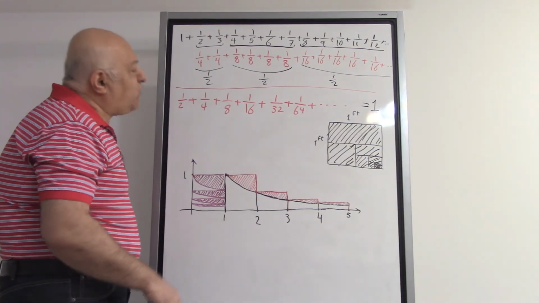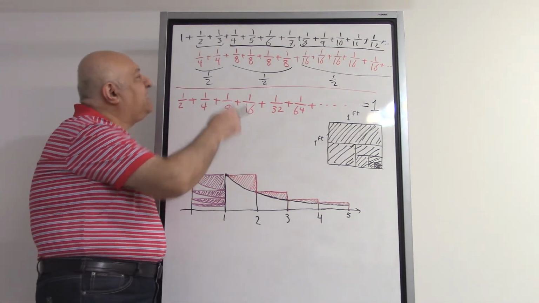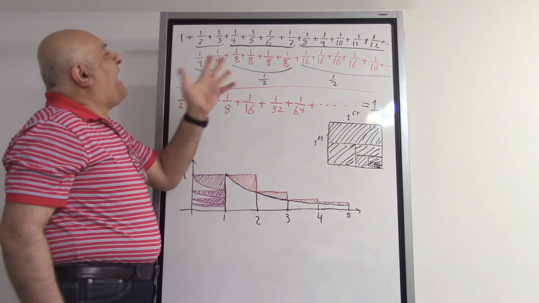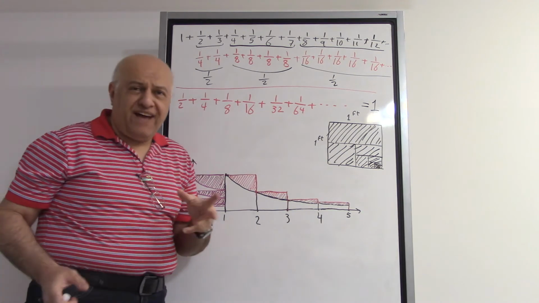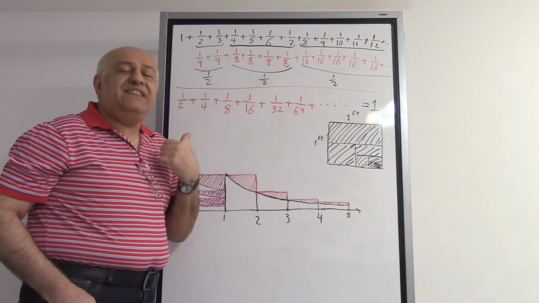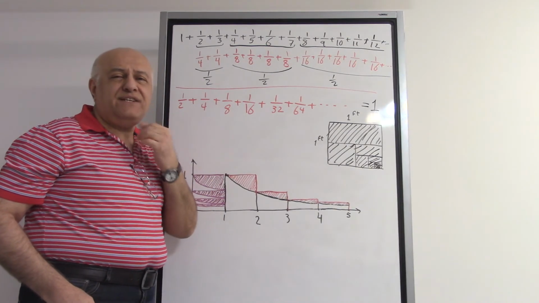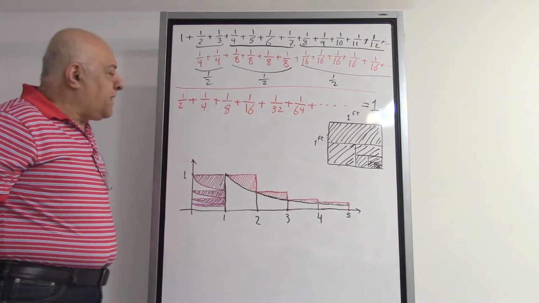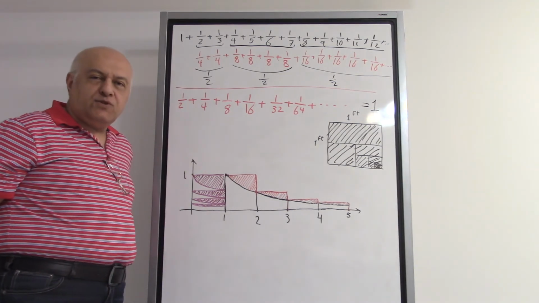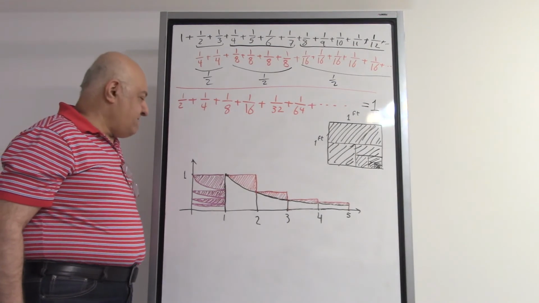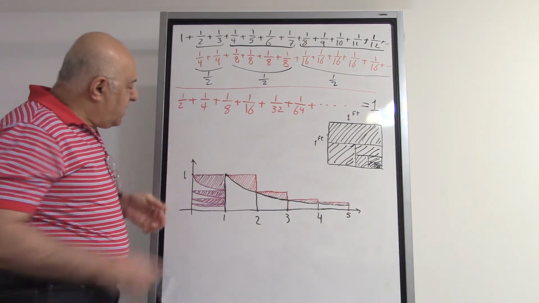Okay, but the next question is how fast this thing grows. Because when you add these, it may grow very fast, or it may grow very, very slowly. The fact is that this series is very sluggish, in fact. It goes very, very slowly. Okay? Now, the question is how slow? Let's investigate that.